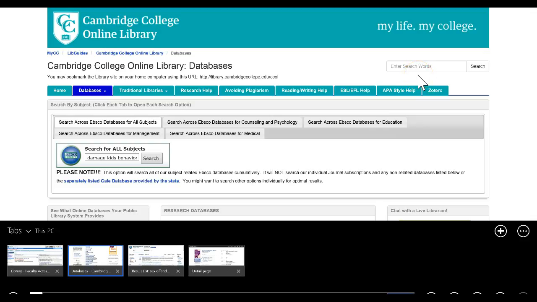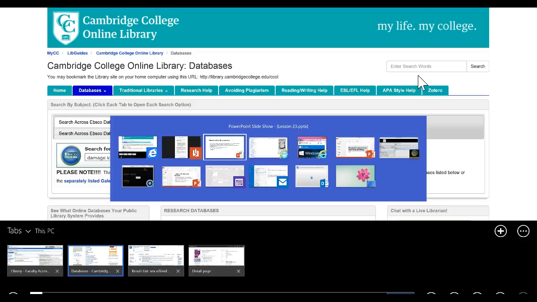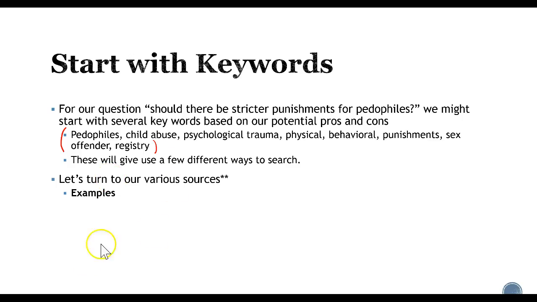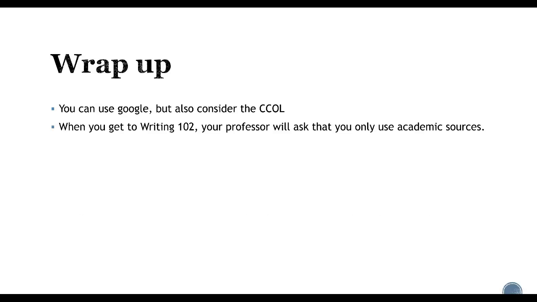A couple things to keep in mind when you're researching. So let's just flip back to the PowerPoint here. There were a couple of examples of using the online library and Google to find good results. So let's wrap it up real quick. You can use Google when you're researching, but also consider using the online library. You find good sources there, and when you get into Writing 102, you're going to have to use that. So you want to get comfortable with it.